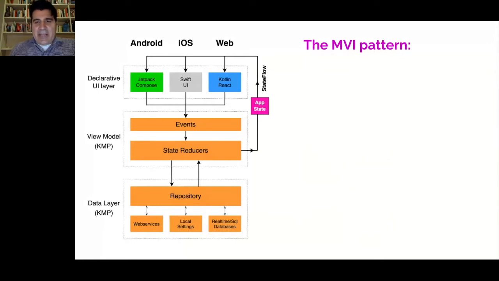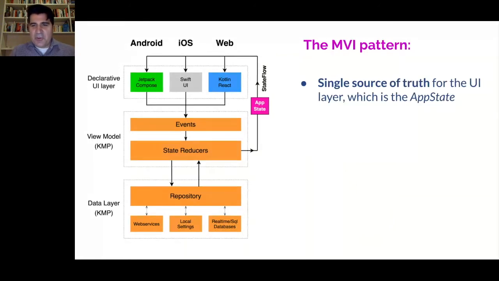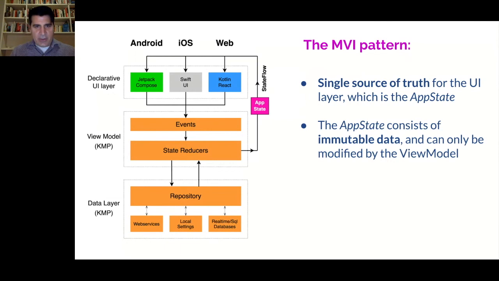So, talking more about MVI, it's based on a single source of truth for the UI layer, which is the app state. You can see also from the diagram here, it's owned by the view model. It's the state reducers that make modifications to the app state, which is then reflected on the UI layer. The app state consists of immutable data and can only be modified by the view model. In particular, this is the DKMP architecture, with the state reducers, as we said.